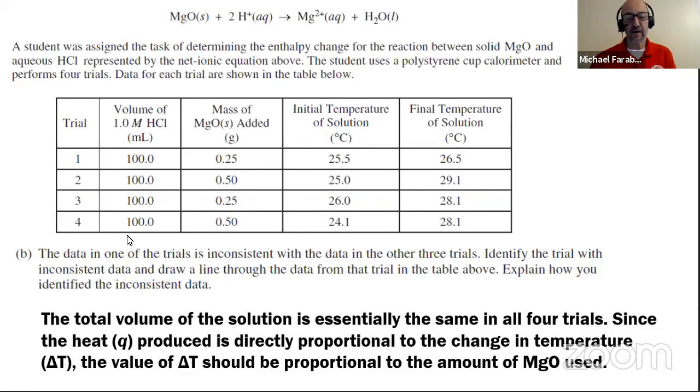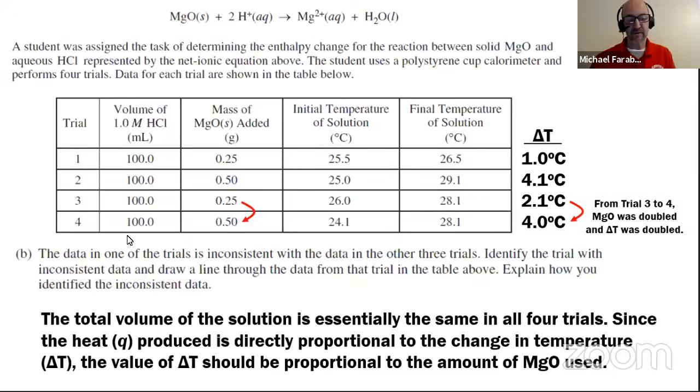So for trial 1, 26.5 minus 25.5, that's a difference of 1. For trial 2, 29.1 minus 25.0, that's a difference of 4.1. And then the other delta T's are 2.1 and 4.0. So essentially what we're looking for is the trial that is inconsistent. Let's focus for a moment on trials 3 and 4. Going from trial 3 to trial 4, they doubled the amount of MgO, and the delta T essentially doubled. So it seems like trials 3 and 4 are consistent.